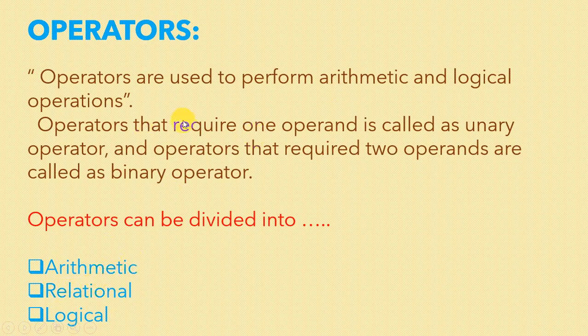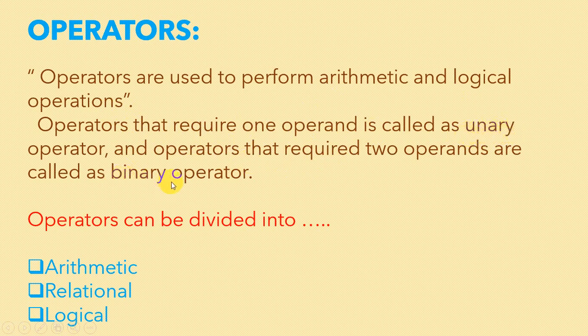Now let's move to our definition part. It's a simple definition I have written. What is the purpose of operators? Operators are used to perform arithmetic operations and logical operations. Operators that require one operand. Now this line is very important, because in the examination there can be a question: what is a unary operator and what is a binary operator? Unary means one or single, and binary means two.